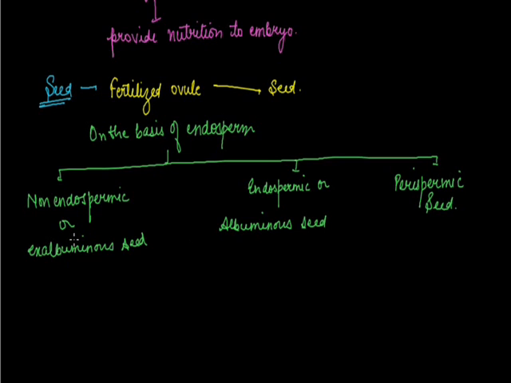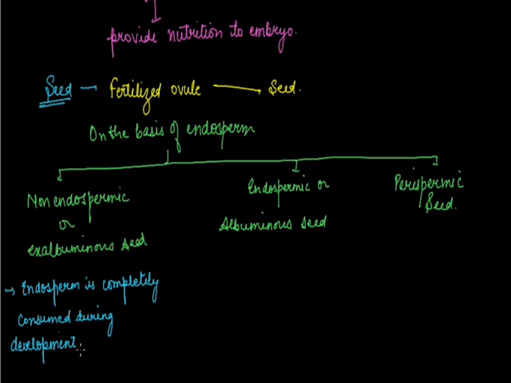Now we are dealing with the non-endospermic or ex-albuminous seed. What happens in that? In a non-endospermic seed, the endosperm is completely consumed during development of the embryo. Examples are dicots, like gram, pea, groundnut.